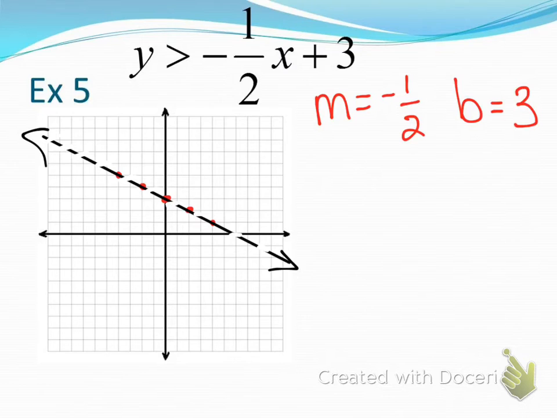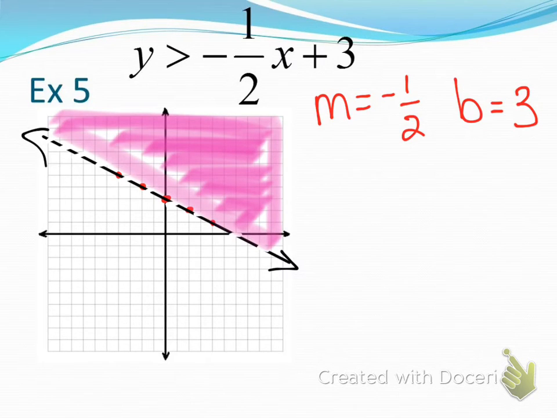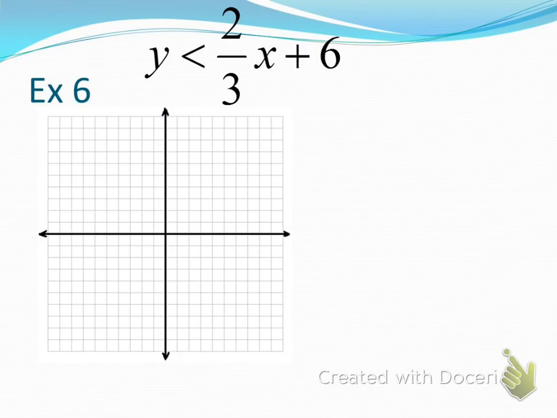Then we decide, are we going to shade above or below? It's a little bit easier to tell above and below in this case. May, what do you think? Above. This is a greater than. Greater than means we shade above. Questions about number 5? We'll keep it going then.